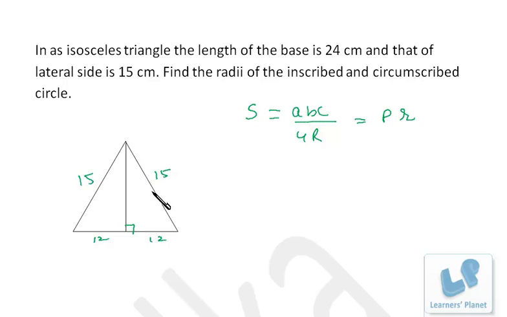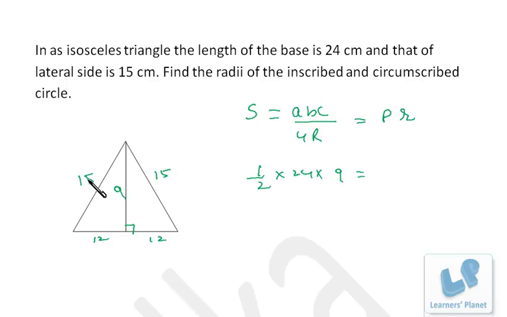Now here this is 15, this is 12, that is 3 into 4, that is 3 into 5, that means this must be 3 into 3, right? So 9, 12 and 15, these are Pythagorean triplets. So this is 9, right? Now we can find out the area of this triangle easily. So that's half base into altitude, right? Now this is the area.